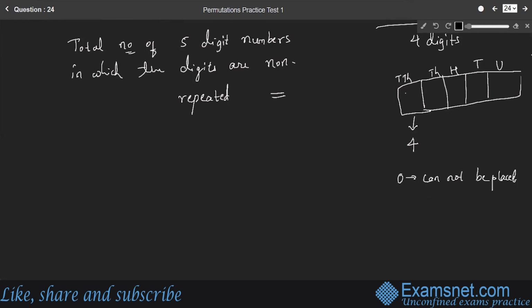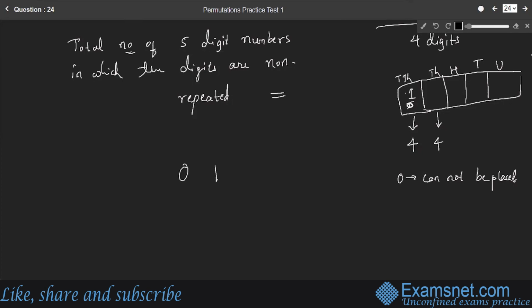If you place 0 in 10,000 place, it becomes a 4-digit number, right? Therefore, 0 cannot be placed. So 4 digits can be placed in 10,000. Whereas in thousands place, if you place already one digit in 10,000 place, how many digits are left? 4 digits are left. Remaining all 4 digits can be placed in thousands place, right?